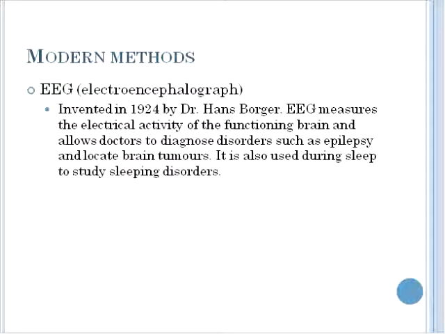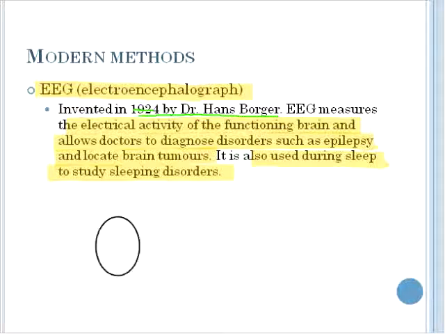One of the first of these was the EEG, or electroencephalograph. This procedure was developed in 1924 by Dr. Hans Berger. What an EEG does is it measures the electrical activity of the functioning brain and allows doctors to diagnose disorders such as epilepsy and locate brain tumors. It's also used during sleep to study sleeping disorders. In essence, an EEG is graphing the electrical activity of a person's brain. How this is done is that a series of wires are located underneath the skin.